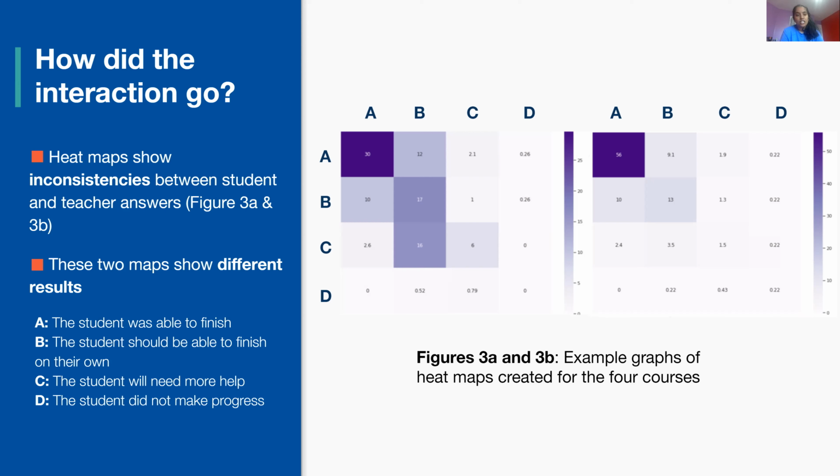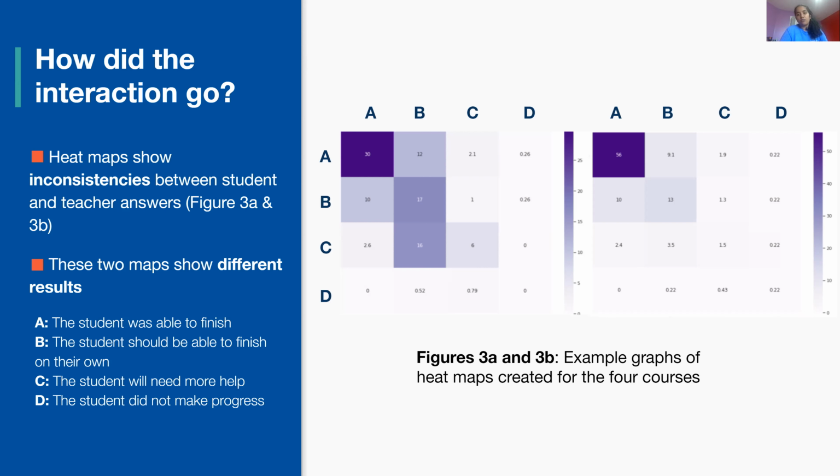As you can see, they are very different results. The graph on the left shows many inconsistent results. The diagonal with 30, 17, 6, and 0 is where student and teacher answers are consistent. Any other square off that diagonal is where they are inconsistent. For example, for the square labeled 16, the teacher put the student should be able to finish on their own, and the student put the student will need more help. This is very important to know: what the teacher and student were both thinking of their interaction and how they felt after the interaction.